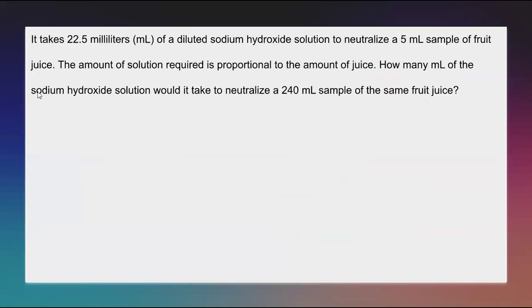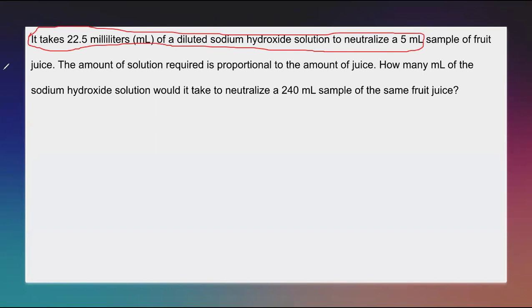On the next question. This one says that it takes 22.5 milliliters of a diluted sodium hydroxide solution to neutralize a 5 milliliter sample of fruit juice. The amount of solution required is proportional to the amount of juice. How many milliliters of the sodium hydroxide solution would it take to neutralize a 240 milliliter sample of the same juice? So in this case, we've got an initial circumstance and a final circumstance. So let's look at our initial circumstance. We've got 22.5 milliliters of our diluted solution and 5 milliliters of fruit juice.